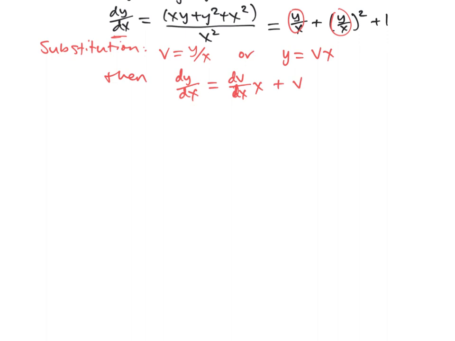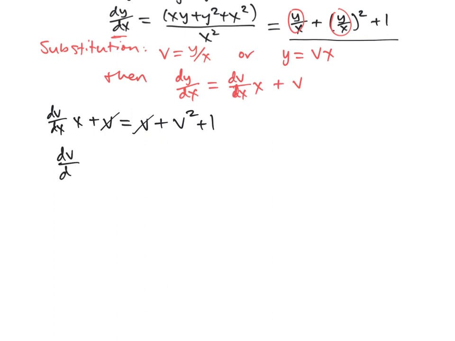So now we can actually substitute that back into the equation at the top, and what we get is dv dx x plus v equals, now we'll substitute our v into that right-hand side, v plus v squared plus 1. If we simplify, those v's cancel out, and we get dv dx equals v squared plus 1 over x.